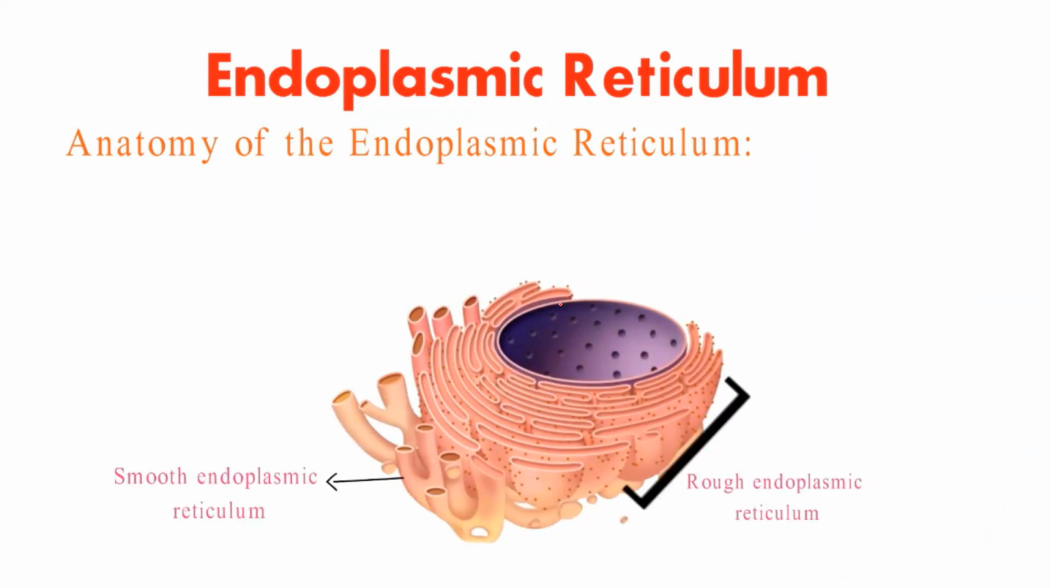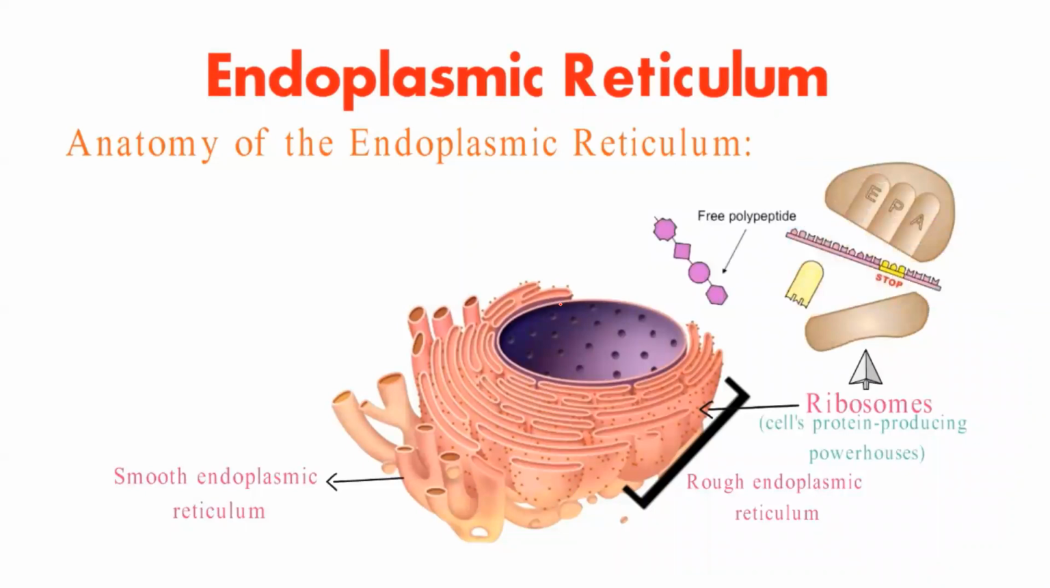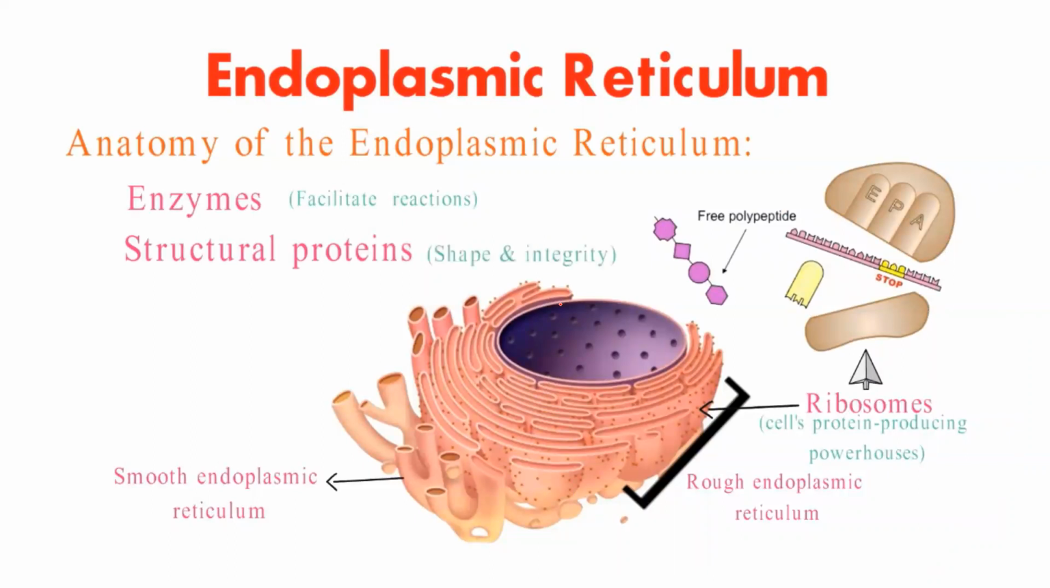The rough ER stands out due to its studded appearance, thanks to ribosomes dotting its surface like busy workers in a factory. These ribosomes are the cell's protein-producing powerhouses. As the ribosomes work tirelessly, they synthesize proteins that will serve diverse functions within the cell and even beyond. These proteins can range from enzymes that facilitate chemical reactions to structural proteins that give the cell its shape and integrity. Producing proteins is just the beginning. Endoplasmic reticulum takes its quality control seriously. It ensures that the proteins are properly folded, and if any fail the test, they're sent for recycling.